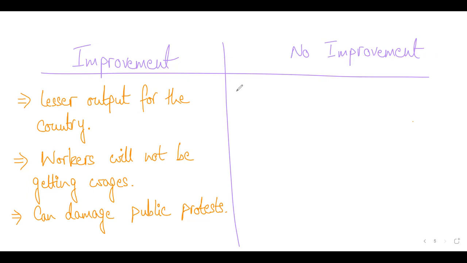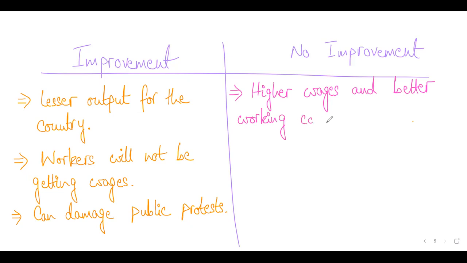Because think about this, labor unions at the end of the day are working for the workers. So if they are able to negotiate higher wages and better working conditions, that would be beneficial for the workers. Higher wages and better working conditions will be beneficial for workers. Do you agree with me? This is making sense. Any confusion?